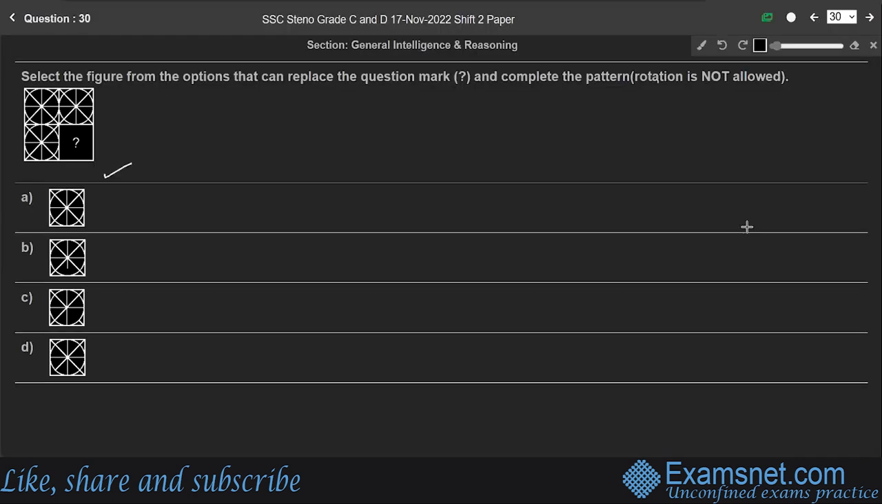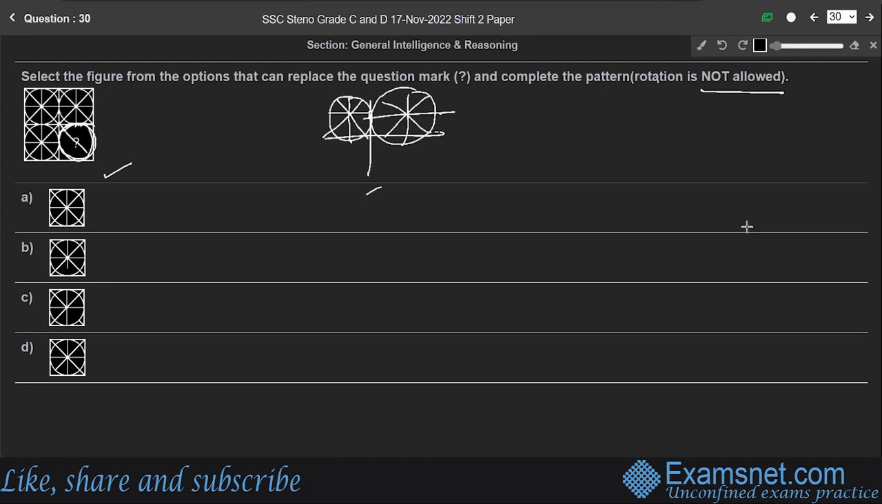Question number 30. Select the figure from the options that can replace the question mark and complete the pattern. Rotation is not allowed, right? So in the given figure, we have four different parts, right? First part has a circle, like this, and these two cross lines and a plus mark, right? Whereas the second part also has the same structure, a circle, two cross lines and plus line. Therefore, to complete the fourth part, it is exactly like the remaining three parts.